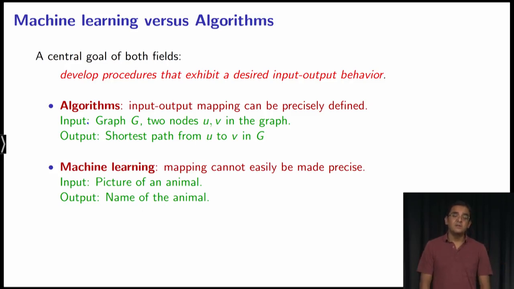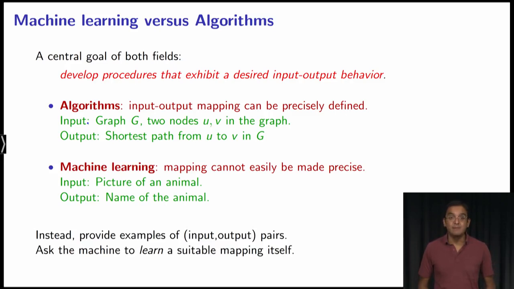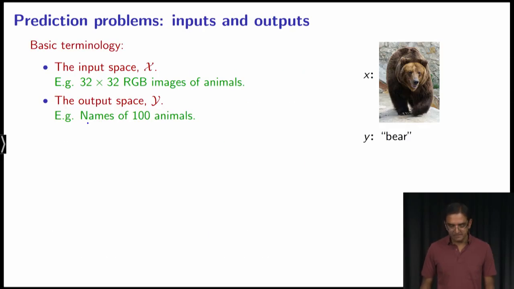And so, rather than try and come up with the algorithm ourselves, what we do is to collect a whole bunch of XY examples of input-output pairs, and then we ask the machine to figure out a mapping on its own. So this is a prediction problem. There is an input space. We'll always call it X, for example, the space of all images of animals. And then there's an output space, for example, names of animals.